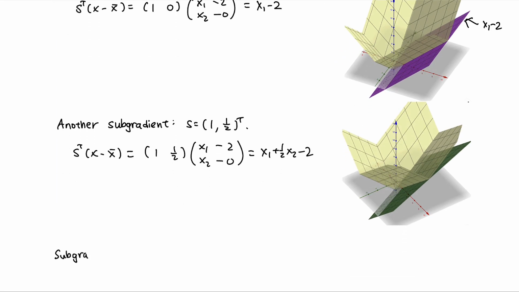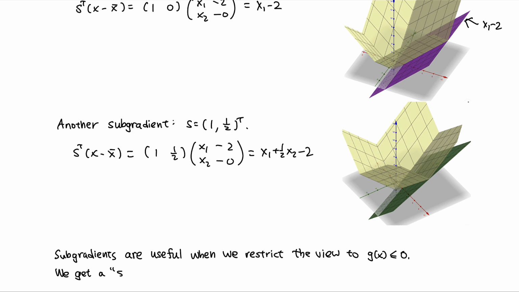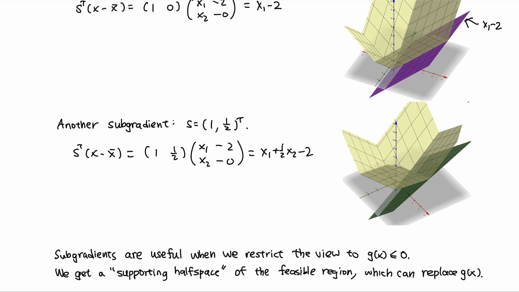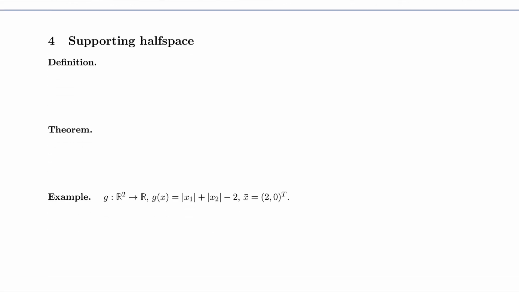Now, subgradients are useful when we restrict the view to g of x less than or equal to 0. That is, for the feasible solutions of the NLP. We will get a supporting half space of the feasible region, and this is something linear that we can use to replace g of x. So what is a supporting half space?